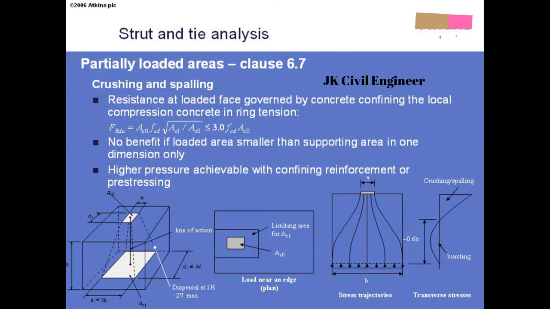And it's the one here: F_Rdu is equal to A_c0, which is the loaded area, times f_cd, times the root of the ratio A_c1, which is the supporting area, divided by A_c0. And the supporting area is supposed to have the same shape as the loaded area. And obviously, if we look down in plan, the supporting area must physically fit on the available concrete. So that's generally what defines the limitation on the supporting area. And if we do that, we can again enhance bearing pressure way above f_cd, but we mustn't take it greater than 3 times f_cd. So that's the practical limit.